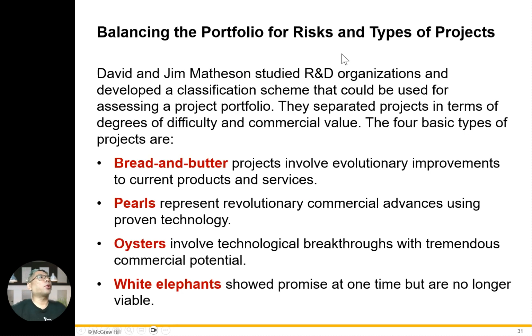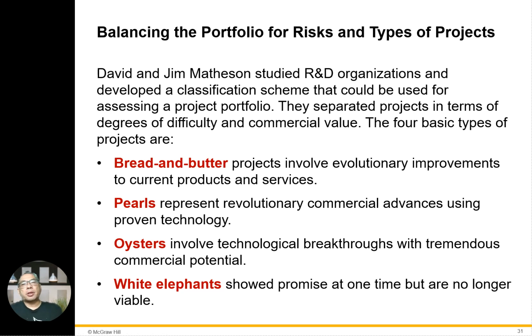Balancing the portfolio by project type. For example, David and Jim Madison studied R&D organizations and developed a classification scheme that could be used for assessing a project portfolio. They separated projects in terms of degrees of difficulty and commercial value. There are four basic types of projects. Bread and butter involves evolutionary improvements to current products and services. Pearl represents reinforcing commercial advances using proven technology. Oyster involves technology breakthroughs with tremendous commercial potential. White elephant showed promise at one time but is no longer viable.